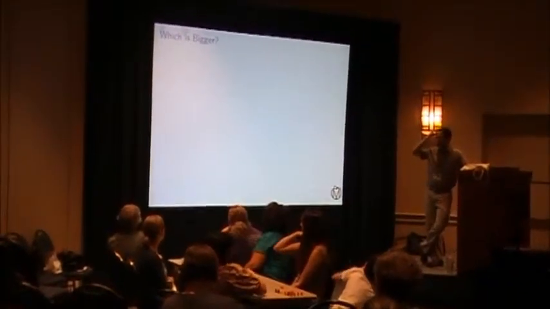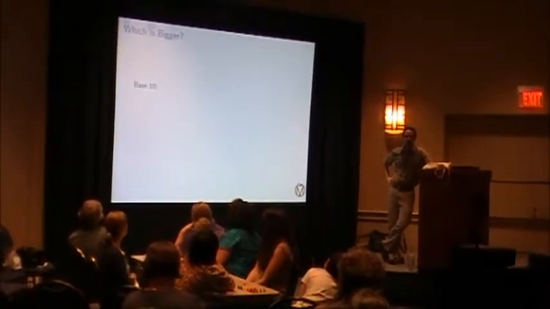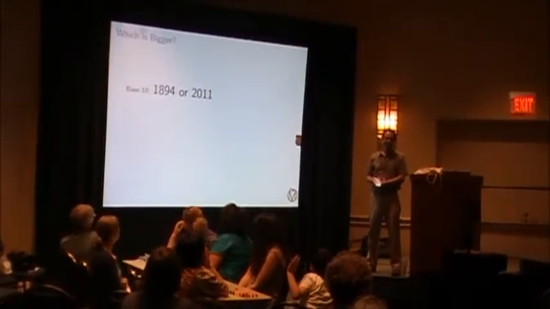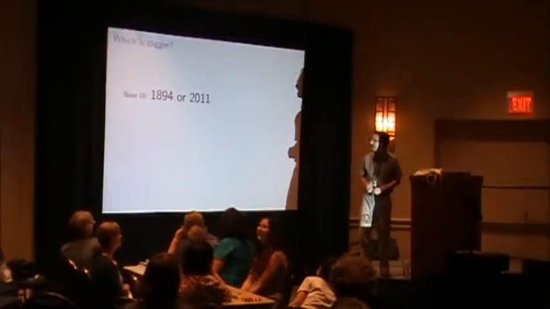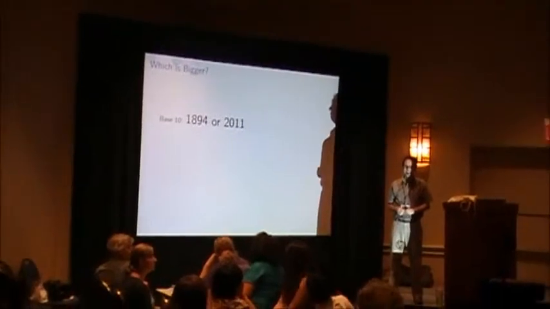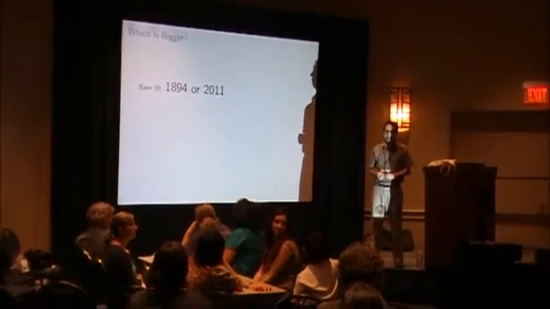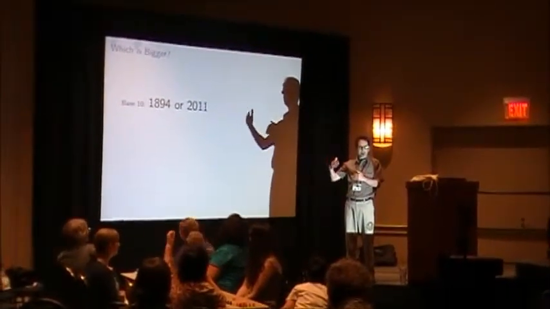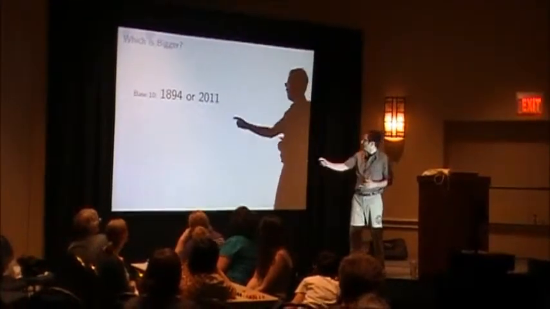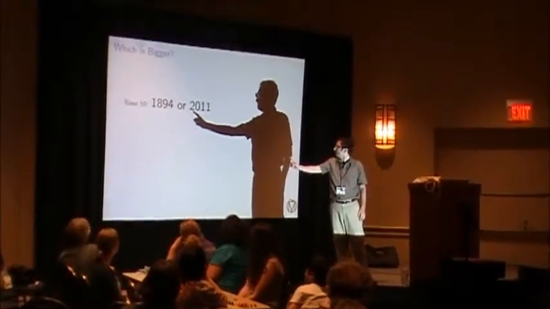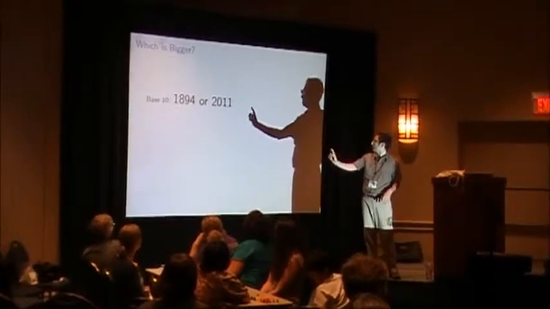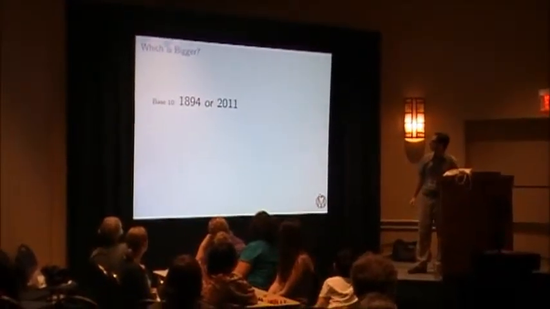Okay, so next quiz. I'm going to tell you 2 numbers and you'll tell me which one is bigger. We'll warm up in base 10. 1894 or 2011? Which one is bigger? 2011. How did you know that? Right. You don't even have to count up to 2011. You just look at the thousands digit, the 2, there's a 2 here, and there's only a 1 over there. You don't have to know anything more about these numbers to tell that 2011 is the bigger number.